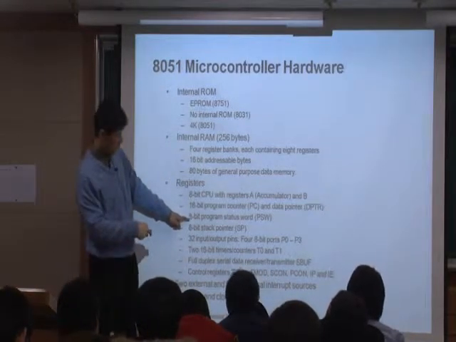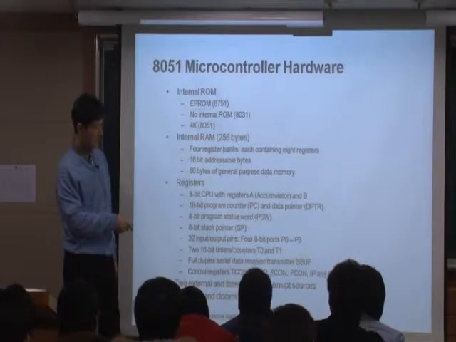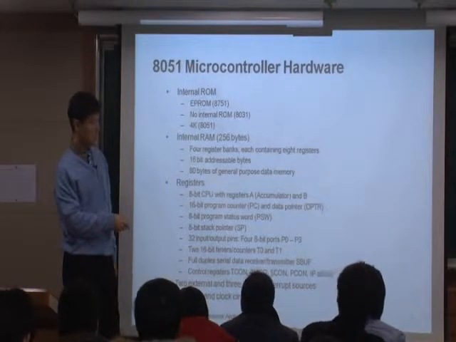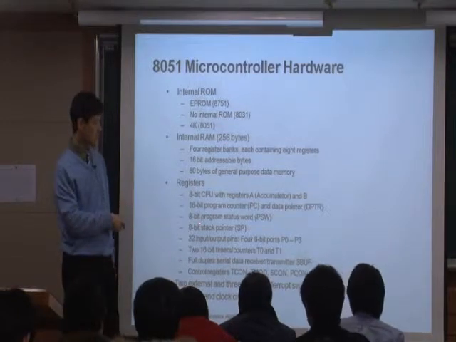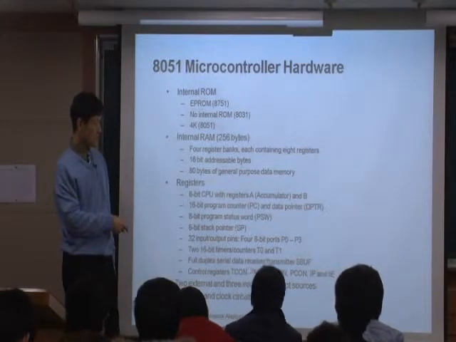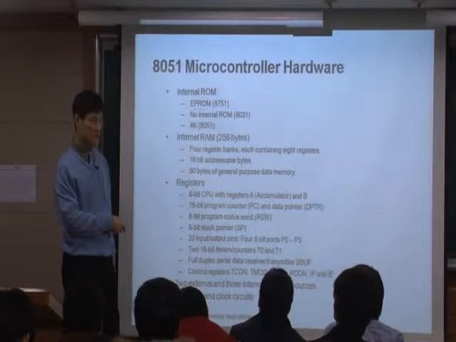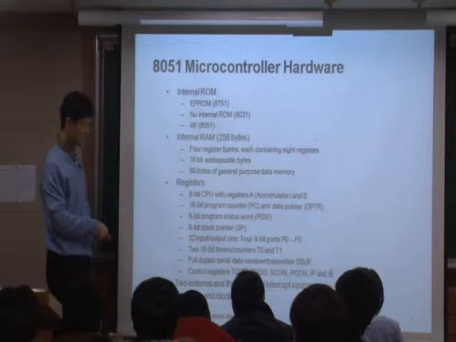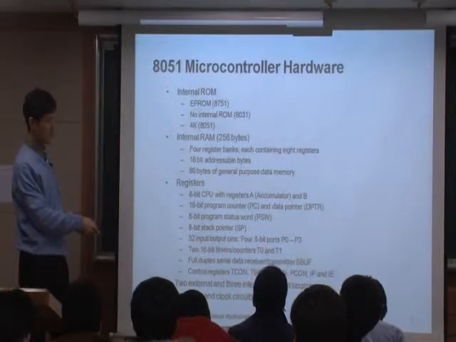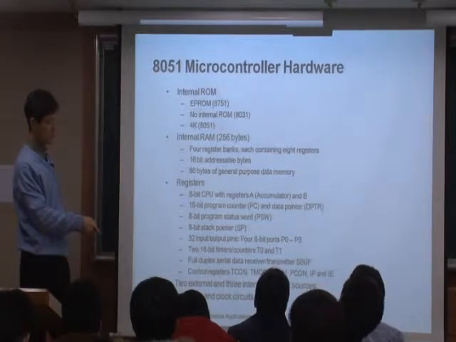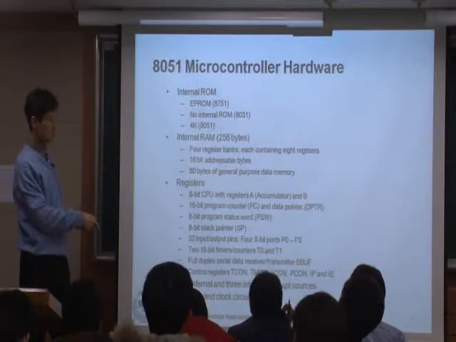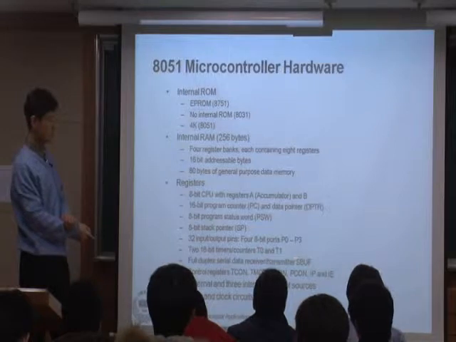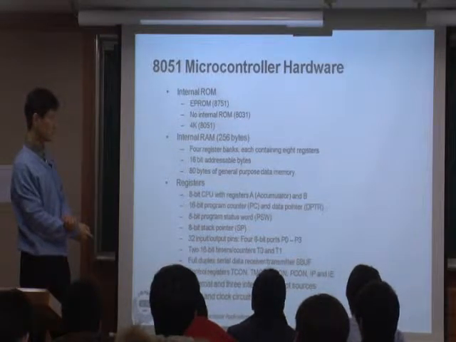Let's go to this one. We have a register called the PSW, Program Status Word. That's another register, but it's also 8-bit. We have a very important register called the stack pointer. That's also 8-bit. All of them are pretty much 8-bit. We also have the registers P0 to P3. So P0, P1, P2, P3. We have 4 of them, and each of them is again 8-bit.